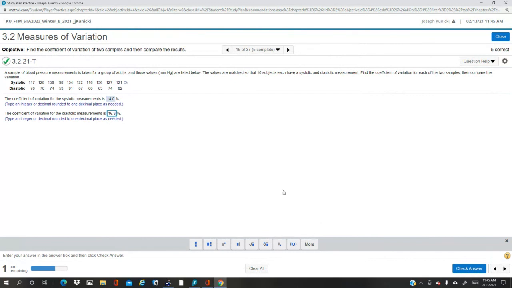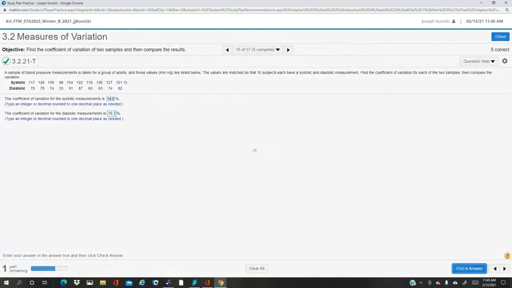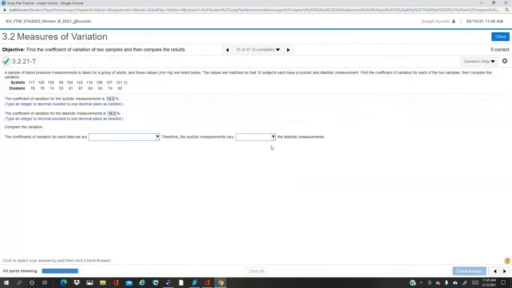But if they're within 5% of each other, then that's the last question. The coefficients of variation for each data set are within 5 percentage points of each other. Therefore, the systolic measurements vary about the same as the diastolic. Since they're within 5%, that's my best choice.